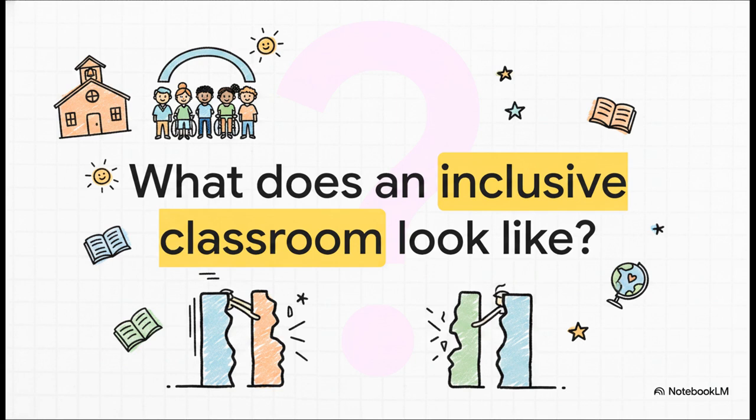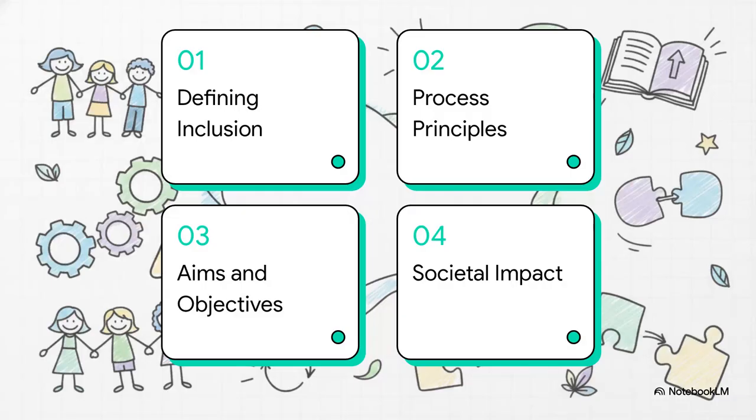Today, we're going to challenge those preconceived notions of who belongs where and explore a model that brings everyone under the exact same roof. Okay, let's dive into this. Here's our roadmap for today. We'll be covering 1. Defining inclusive education. 2. Principles of the process. 3. Educational aims and objectives. And finally, 4. The broader societal impact.